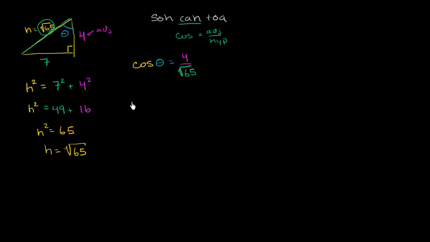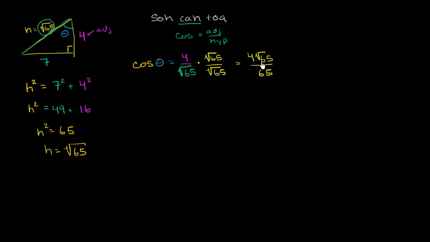And sometimes people will want you to rationalize the denominator, which means they don't like to have an irrational number in the denominator, like the square root of 65. If you want to rewrite this without an irrational number in the denominator, you can multiply the numerator and the denominator by the square root of 65. This clearly will not change the number because we're multiplying it by something over itself. So we're multiplying the number by 1. That won't change the number, but at least it gets rid of the irrational number in the denominator. So the numerator becomes 4 times the square root of 65. And the denominator, the square root of 65 times the square root of 65, is just going to be 65.